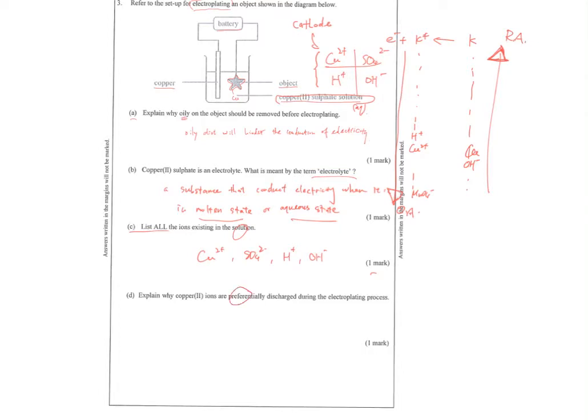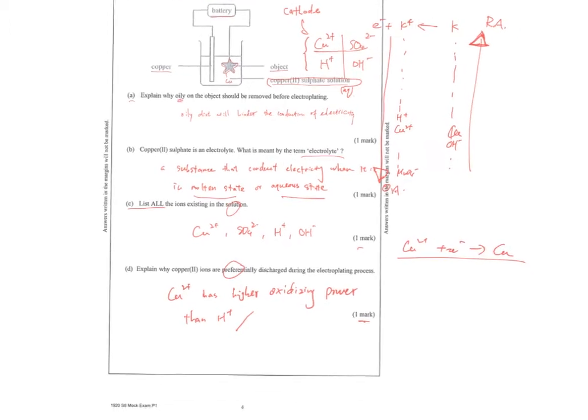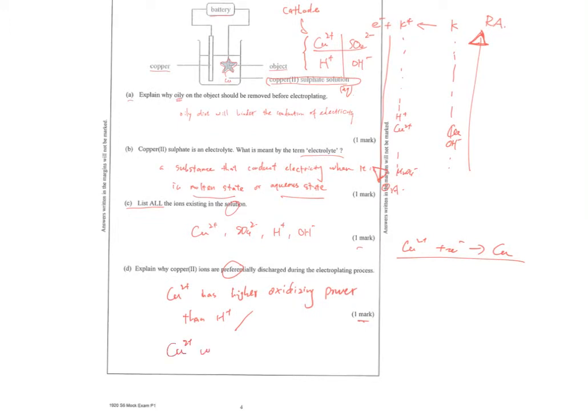So why preferentially discharge? We can explain that copper(II) ion has higher oxidizing power than hydrogen ion, so that you can get one mark. Some of you can also write that Cu2+ or H+ will undergo reduction. So you can also mention that copper(II) ions undergo reduction more readily than hydrogen ion, which is also acceptable, because reduction occurs. So you just say Cu2+ undergoes reduction more readily. It's also acceptable.